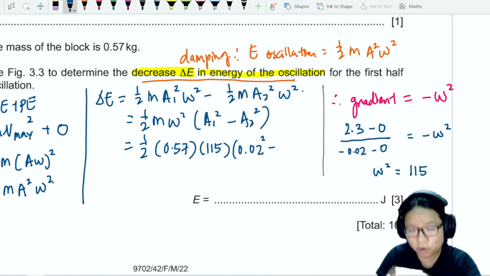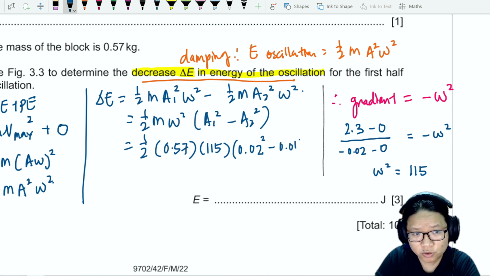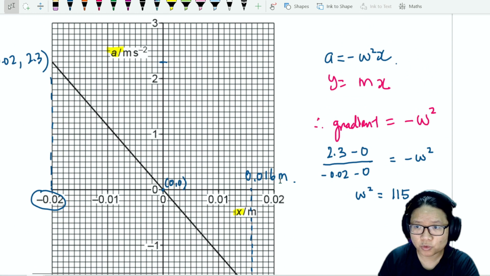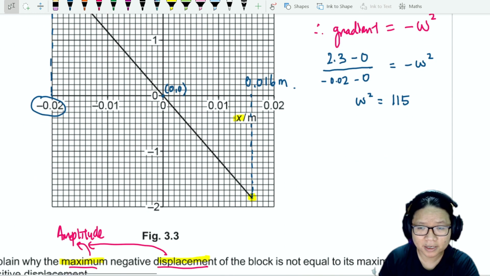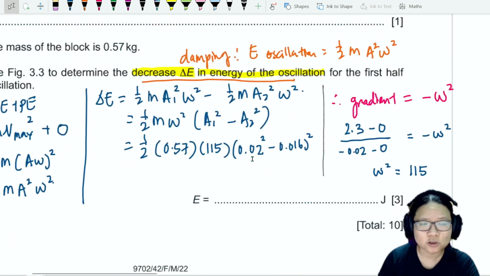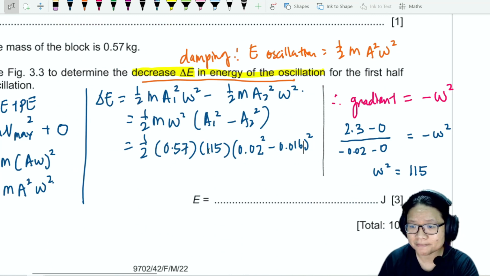And then in the positive direction is 0.016 square. Okay, so we'll look back at your graph again. This is 0.016, the maximum displacement here. And the maximum displacement in the negative direction is 0.02. So 0.02, 0.016. So we will plug this into your equation and press your calculator.